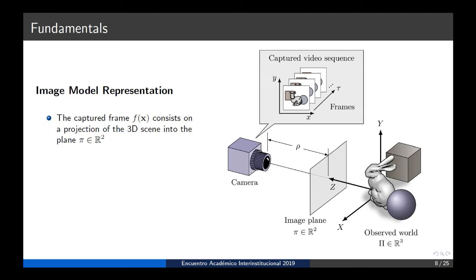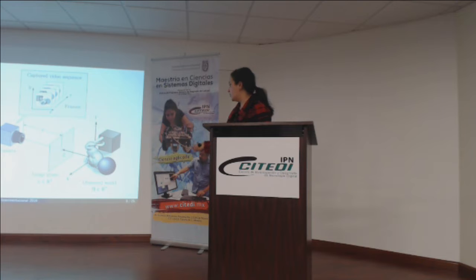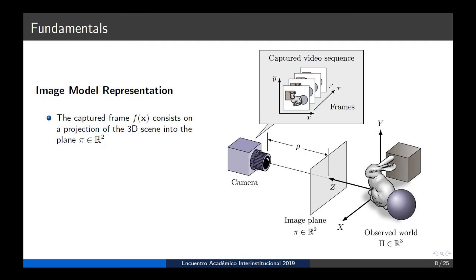A signal, a frame that we're going to call F, is a projection of a 3D scene into a two-dimensional plane. We have a camera observing a world in 3D; we live in a 3D world. At the time the camera captures a frame, the camera represents this observed world as a two-dimensional signal, right? So this is a mapping of 3D to two-dimensional information.